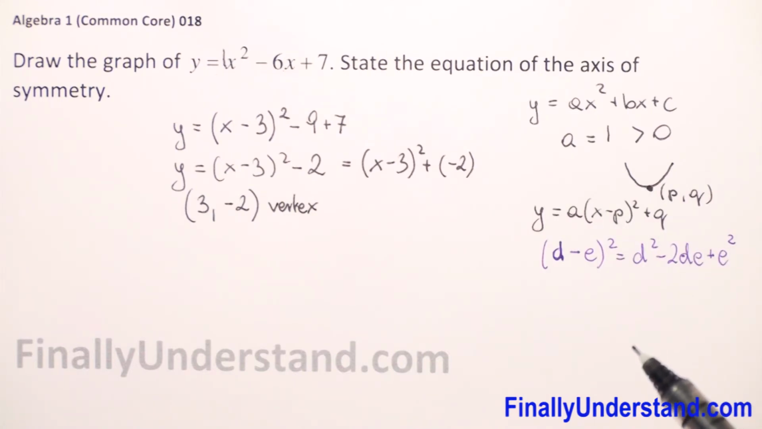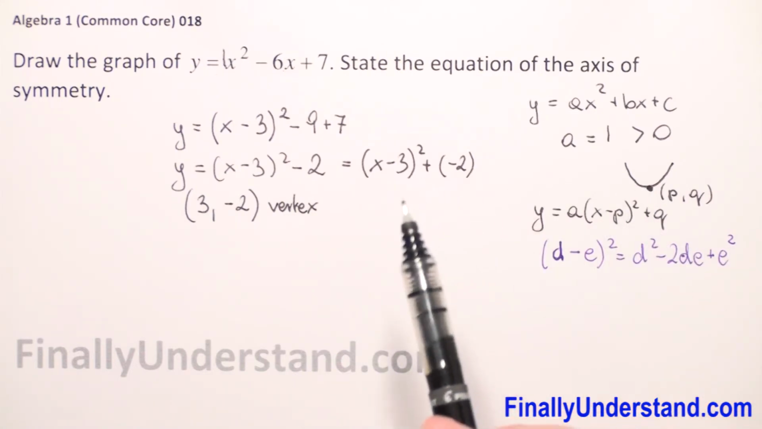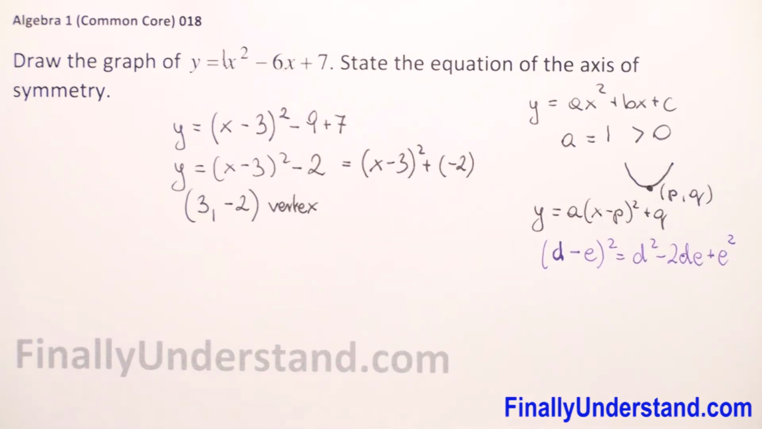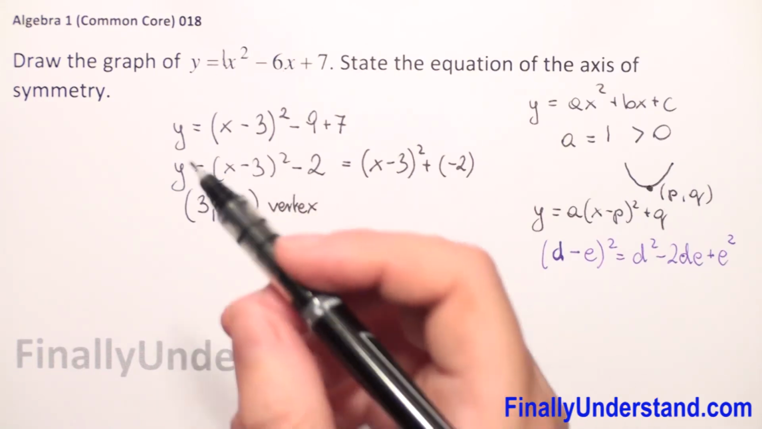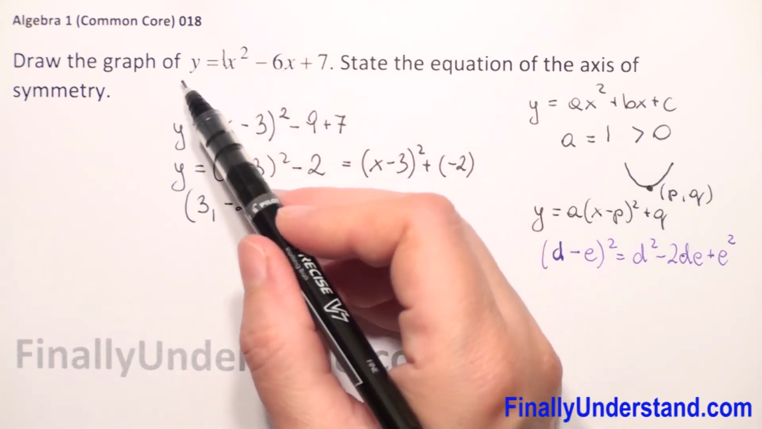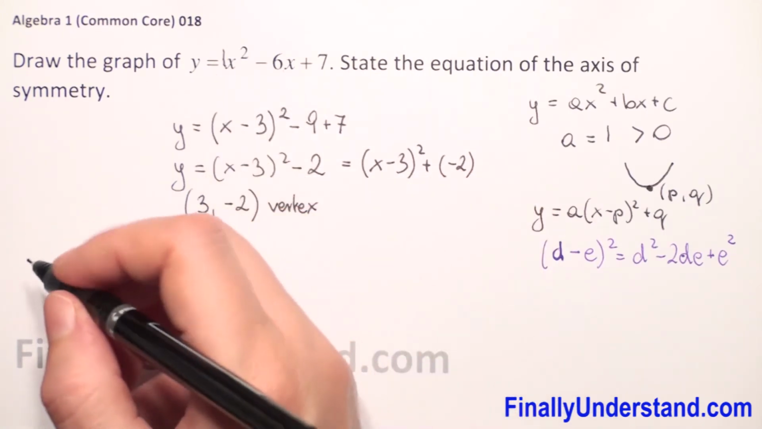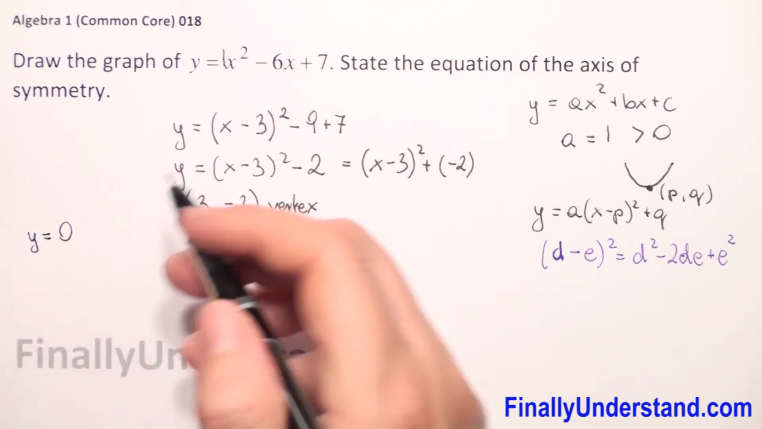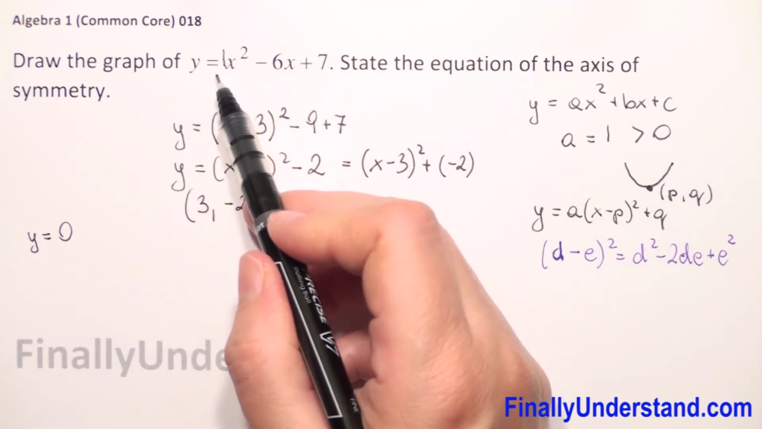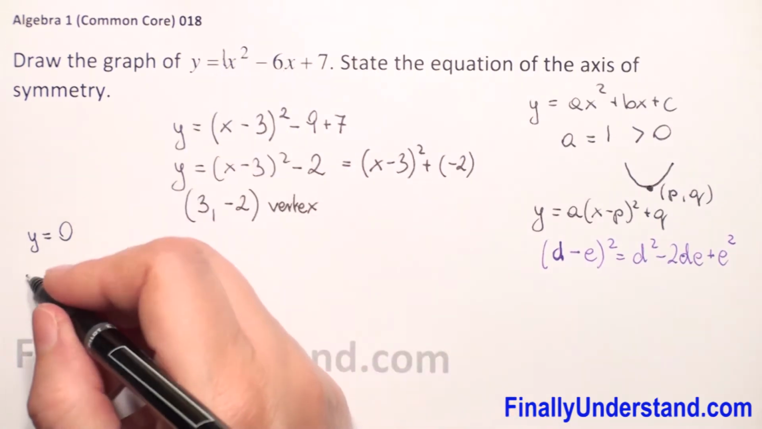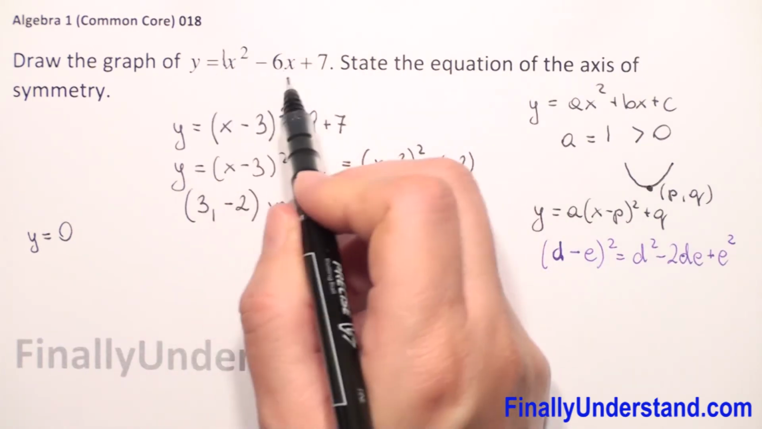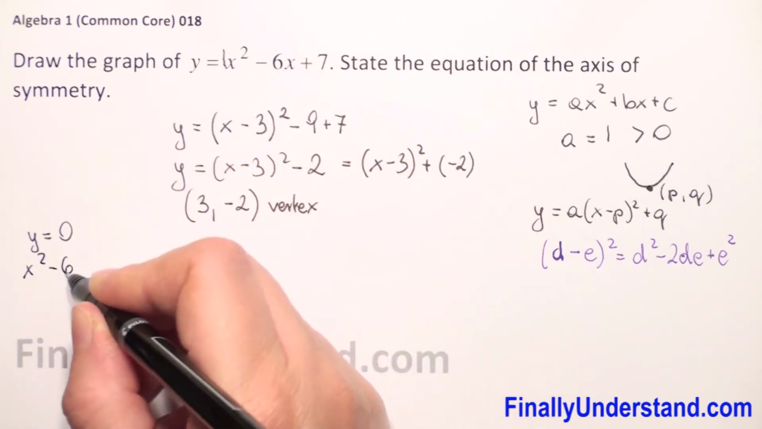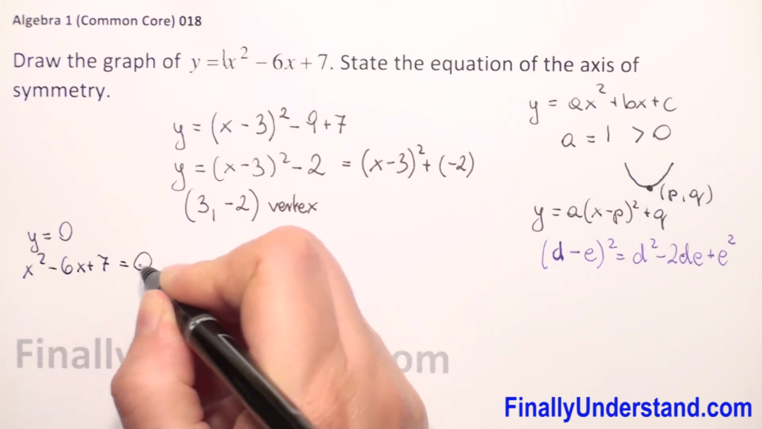So what else do we need to draw the graph? We need to find the points in which our parabola crosses the x-axis and y-axis. To find the points at which our parabola crosses the x-axis, we have to take y equal to 0 and calculate what will be when y is equal to 0. So in our function, x squared minus 6x plus 7 is equal to 0.